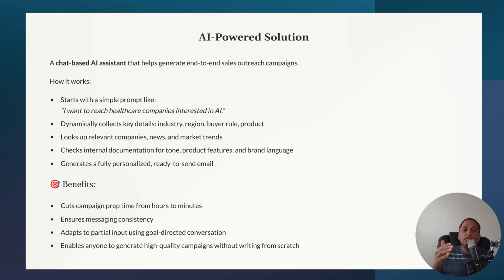And then we are going to see, the most important thing is what is the process of building this agent. That is what we are going to focus more on, right? So this will really help the companies because it helps to cut their time for any campaigning, and it makes sure that your message is very consistent. And then it also enables anyone to generate high quality campaigns or outreach emails from scratch.